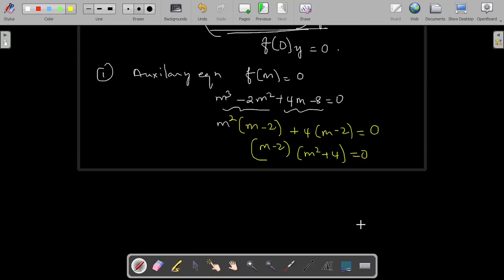Now let us find the roots of this auxiliary equation. Roots are m equal to 2, and here m square equal to minus 4, so m equals the square root of minus 4, which is nothing but plus or minus, square root of 4 is 2, square root of minus 1 is i. So plus or minus 2i.